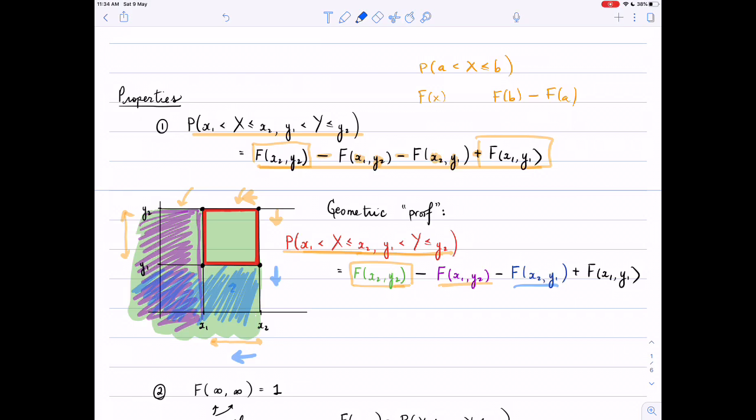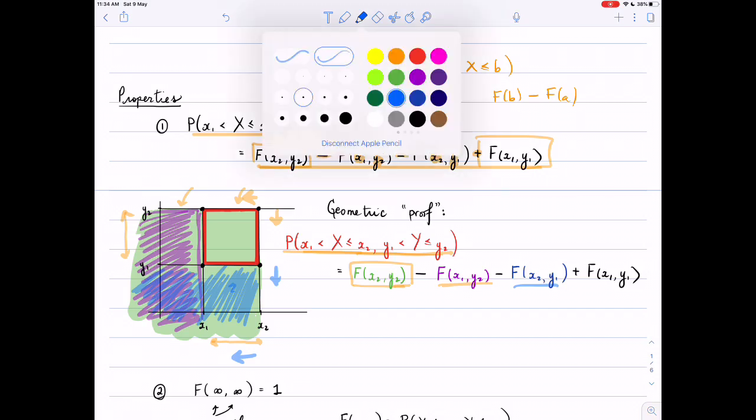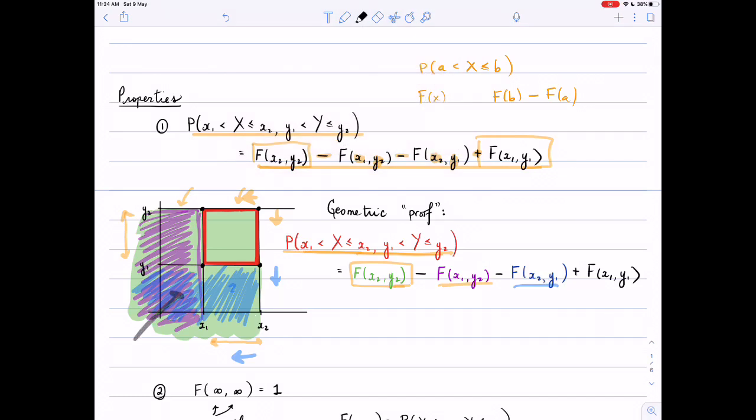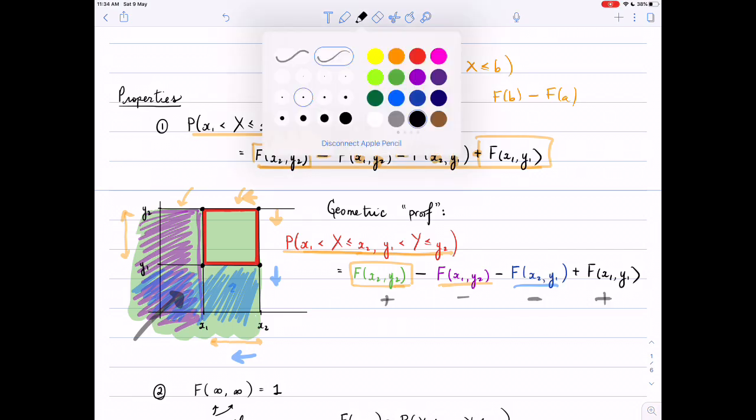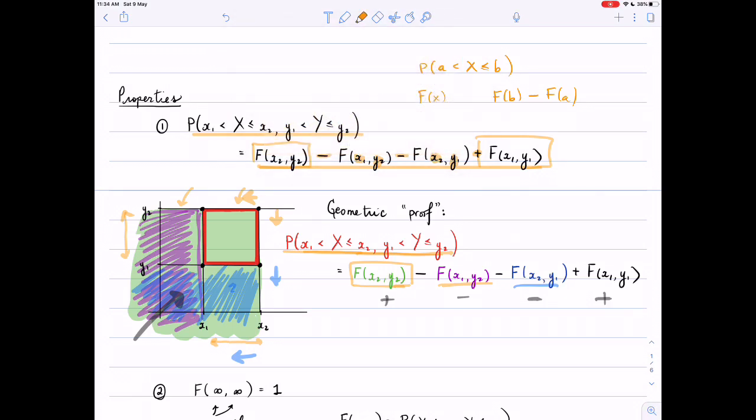But wait, oops. If you look at this region here, it was subtracted off one too many times. It was included in green, subtracted in purple, and subtracted in blue. And so we're down one. And so what happens? We need to add that region back in again. And so there, graphically, is a visualization of why this formula makes sense.